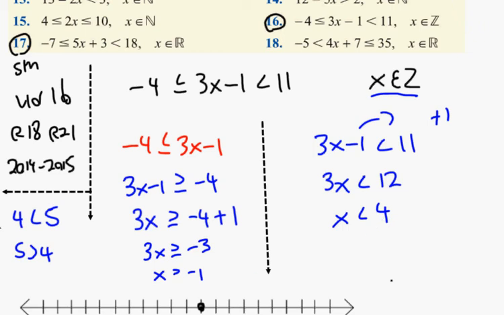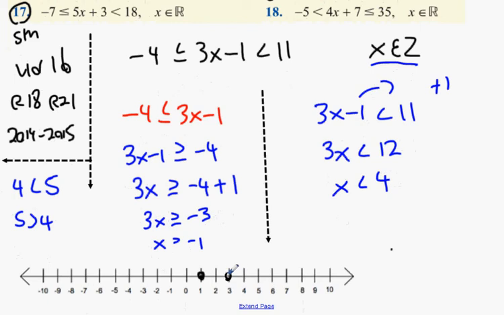So the first number you can put there is 3. Okay, and what's the bottom number? X is greater than or equal to minus 1. Is the minus 1 included? Everybody get that? It's included. Then what do I need to do in between the two of them?